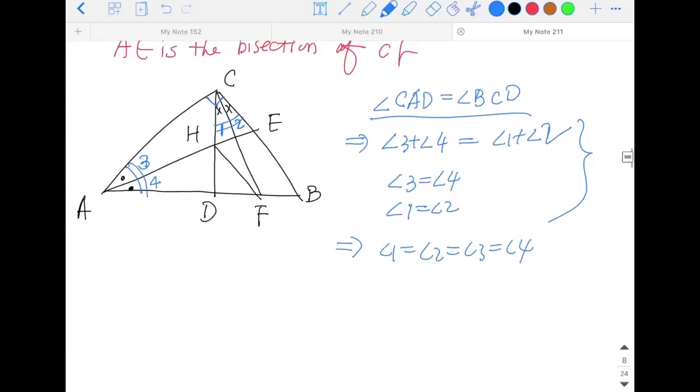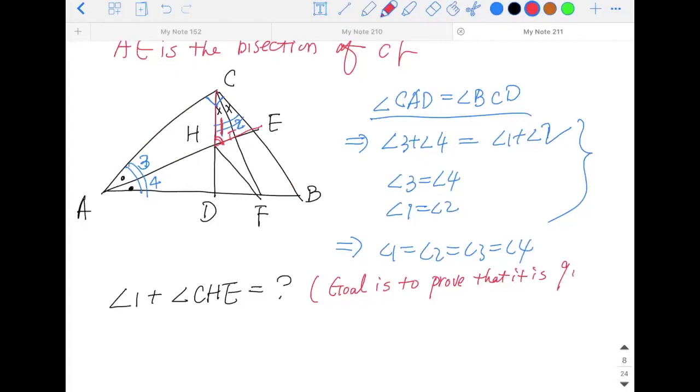So let's just check it out from here. Angle 1 plus angle CHE equals to what? Angle 1 is here. CHE is this angle, right? My goal is trying to prove this is going to be 90 degrees. As long as we prove this is 90 degrees, AE will be perpendicular to CF. My goal is to prove that it is 90 degrees.